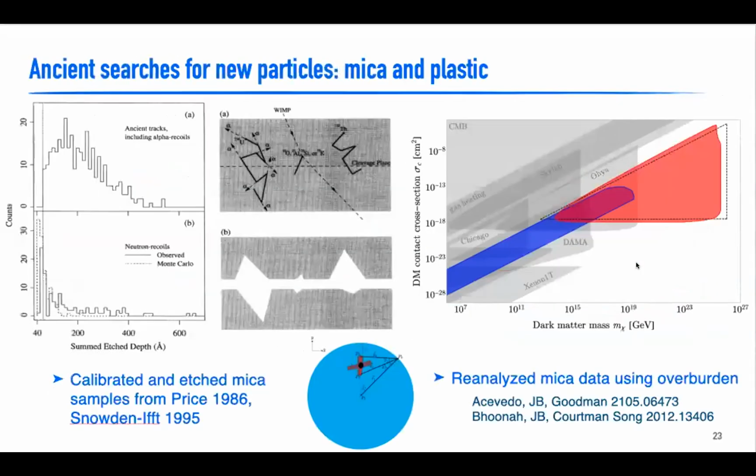Okay. That brings me to the flip side version of my talk, which is ancient searches for new particles. So with this knowledge and this understanding that we should be looking for dark matter in a variety of places, including at high masses and cross sections, me and a number of other authors have been looking at how you could reanalyze MICA data using overburden data.